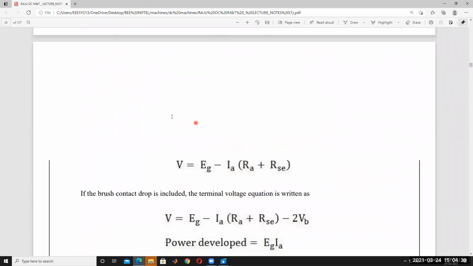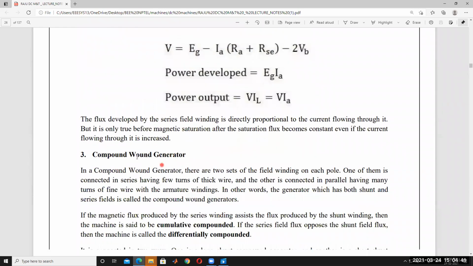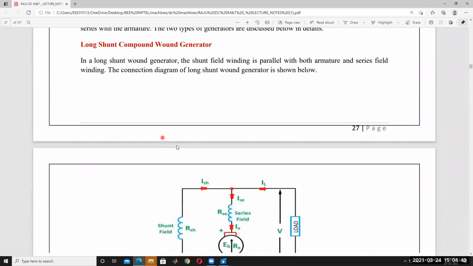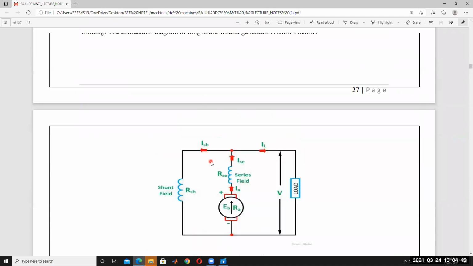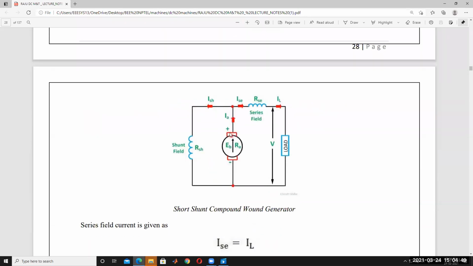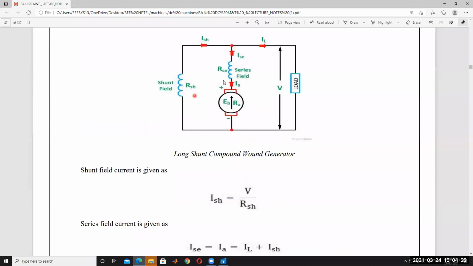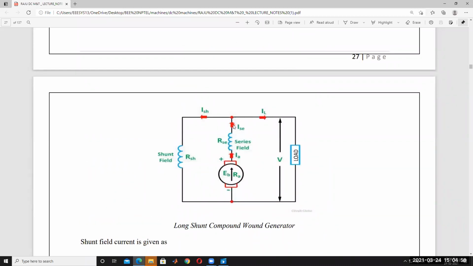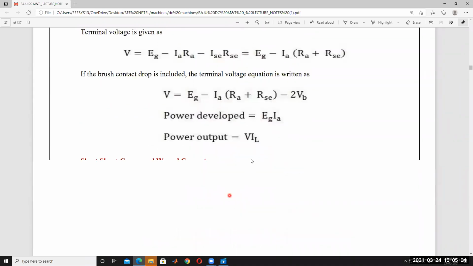So that is for the series generator, and then the compound generator. Based on the connection, there are two types: long shunt and short shunt. If the shunt field winding is connected across the armature only, it is called a short shunt compound generator. If the field winding is connected after the series field winding, it is called a long shunt compound generator. Okay, so this is about generators.